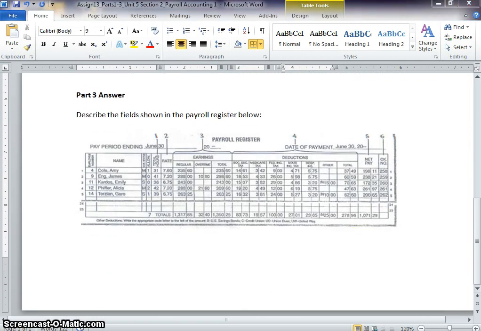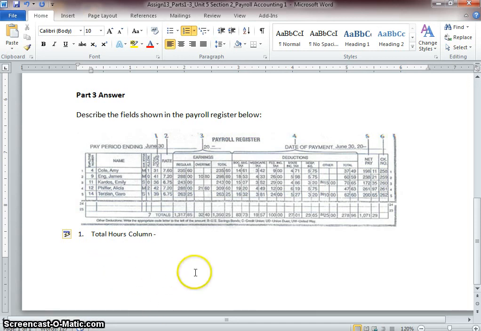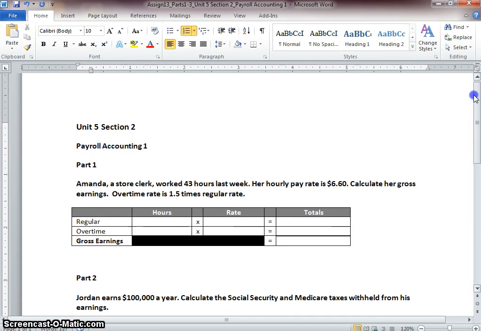So again, pretty easy. You're just figuring out tax rates. And for this final part, you are just telling me what each part of this payroll register is below and what it determines. So just start here and say number 1 is the total hours column, and then I want you to tell me what the total hours column, describe it for me. What does it tell us? Okay, so that's all there is to this next assignment, and if you have any questions, let me know.